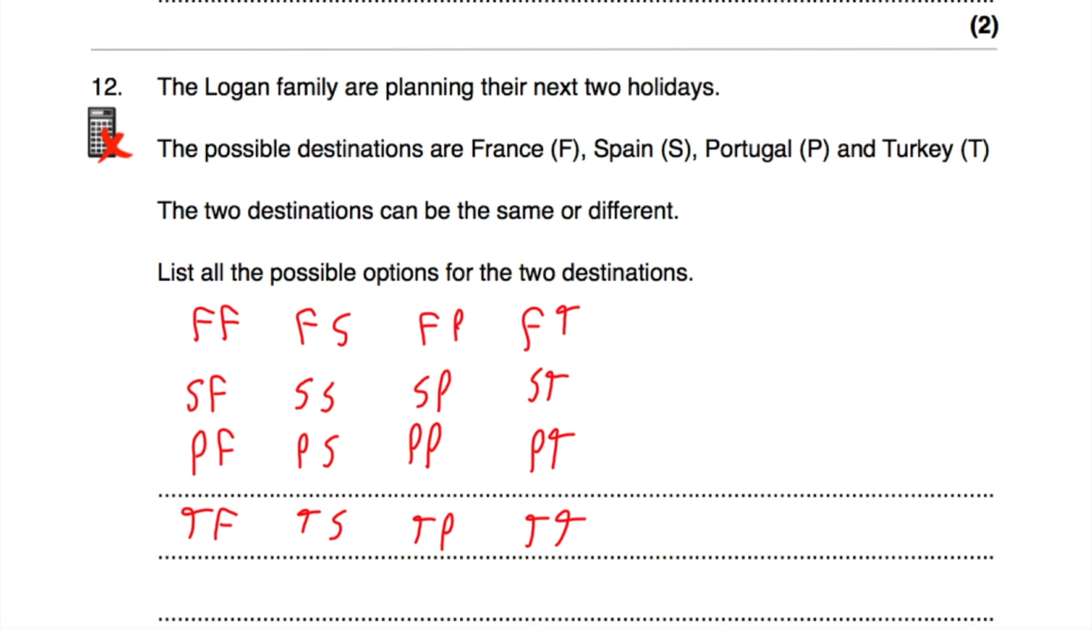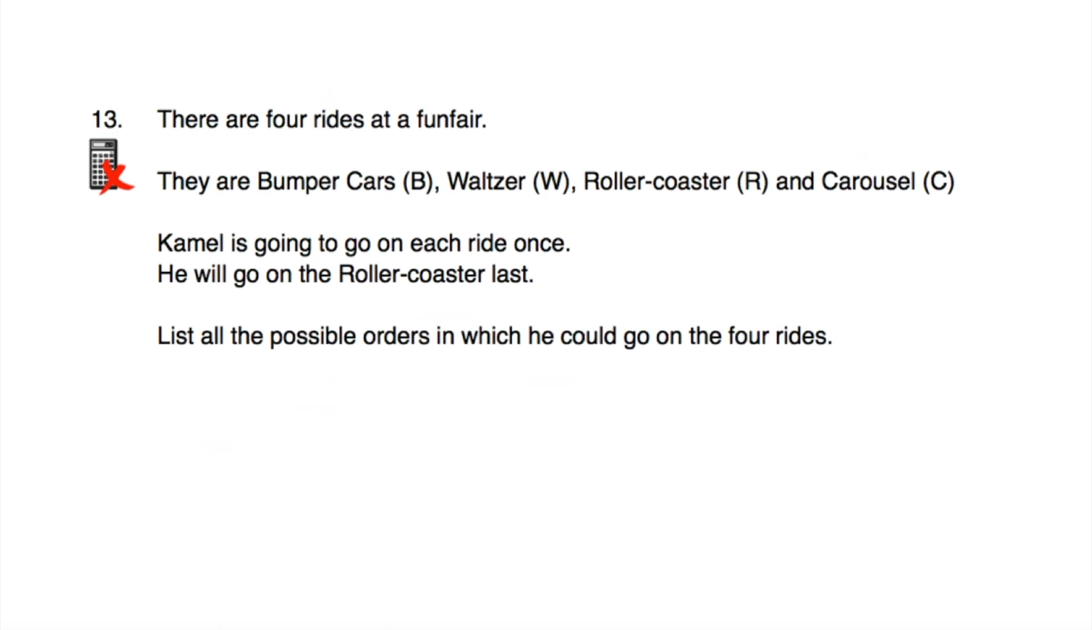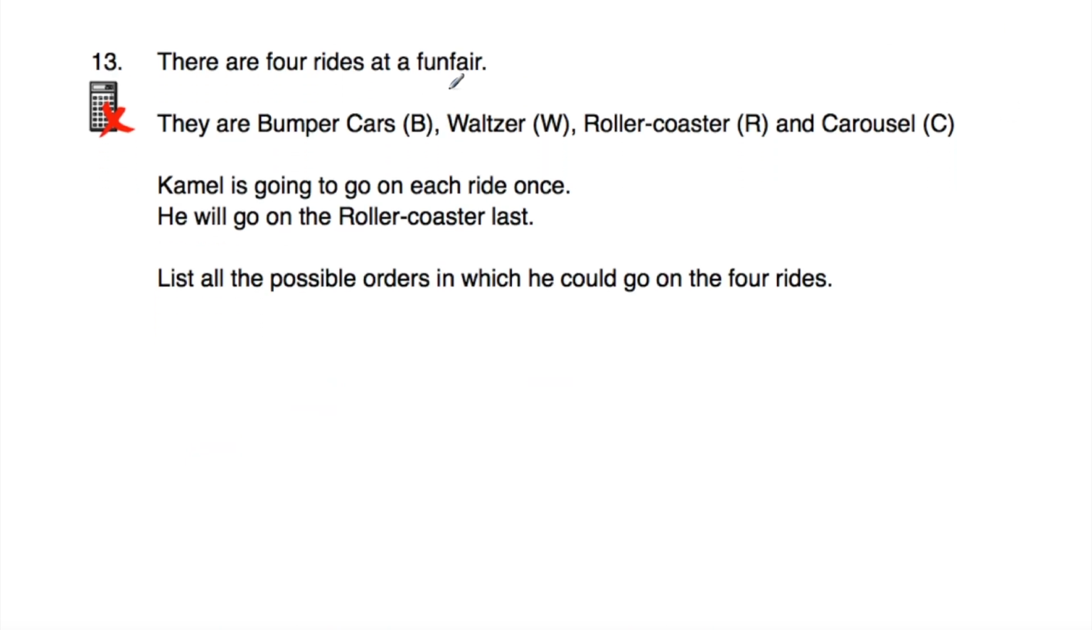Okay, let's look at our next question, question number 13. So question number 13 says there's 4 rides at a fun fair, and they're bumper cars, waltzers, roller coaster and carousel. And Camel is going to go on each ride once. And he's going to go on the roller coaster last. So he's going to keep the roller coaster last. And we've been asked to list all the possible orders in which he can go on the 4 rides.